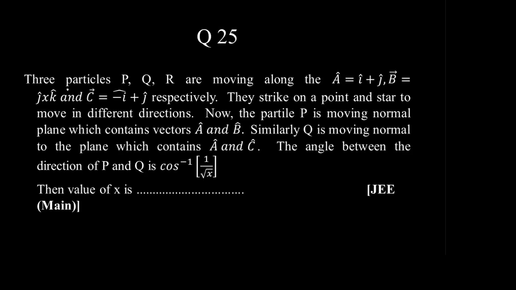P, Q and R are moving along. A is equal to I plus J, B is equal to J plus K, C is equal to minus I plus J. They strike on a point and start to move in different directions.